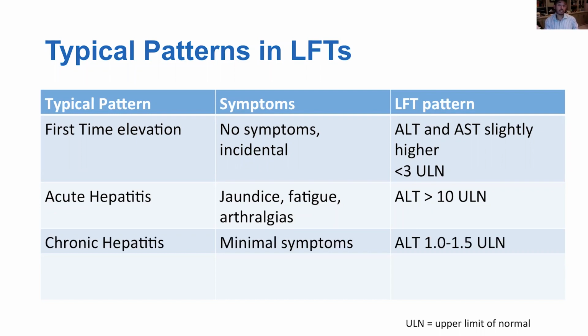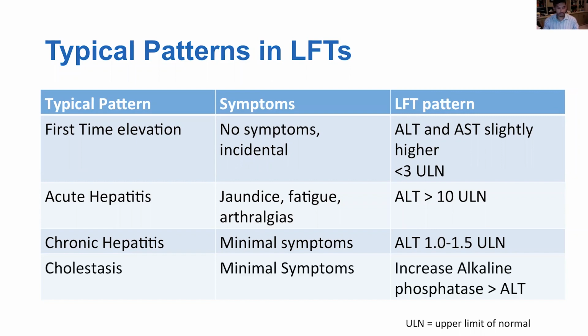In a subset of patients, you'll have what's called chronic hepatitis, in which they'll have elevations of their liver tests for roughly 3 to 6 months. They won't be so high. They'll be roughly 1 to 1.5 times the upper limit of normal, but they'll stay elevated despite the fact that you recheck it a couple of months later. But most of these patients will have very minimal symptoms, if any. Then you'll have patients who have more of a cholestatic pattern. These are patients who have more of an increase of their alkaline phosphatase than their ALT or AST. And once again, most of these patients will have minimal symptoms. And keep in mind, you can have an overlap between any of these combinations that you have here. Any of these can overlap with one another.